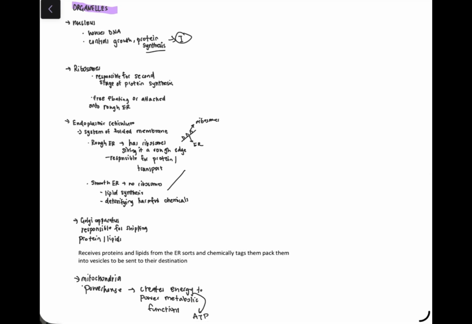So that's essentially all the main organelles. There are quite a lot of other ones, but again, we're going to go over that when we go over different types of cells.